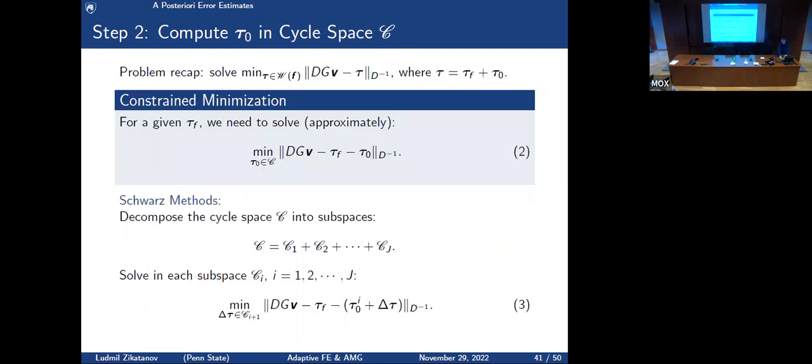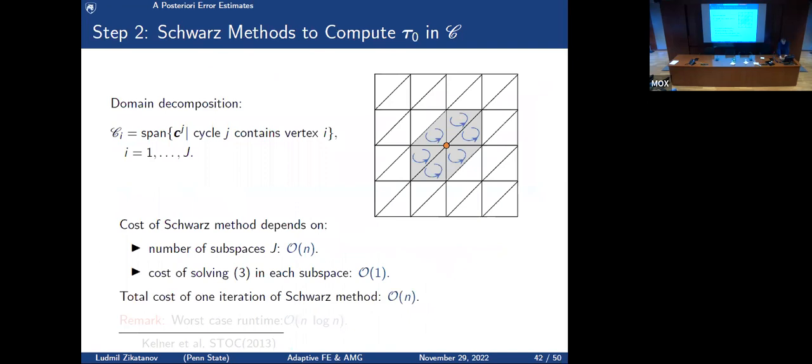Okay, so let me go to numerical experiments. So we do the Schwarz method, and one has to use some of the latest developments in enumerating cycles and how to find them.